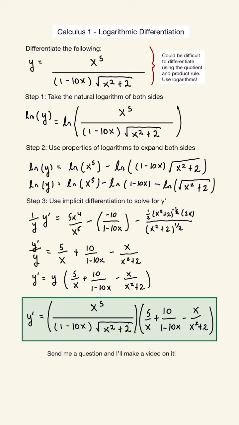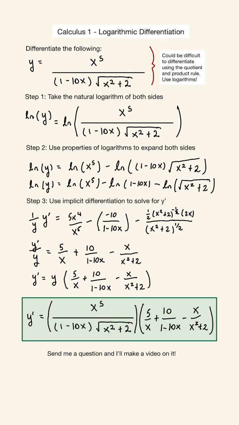And so after a little bit of simplification with our x terms, we're left with 5 over x. And then these two negative symbols are going to combine. So we have 10 over 1 minus 10x. And then we can go ahead and simplify this term to get x divided by x squared plus 2. And the last step is we can go ahead and multiply this y term to the right-hand side.